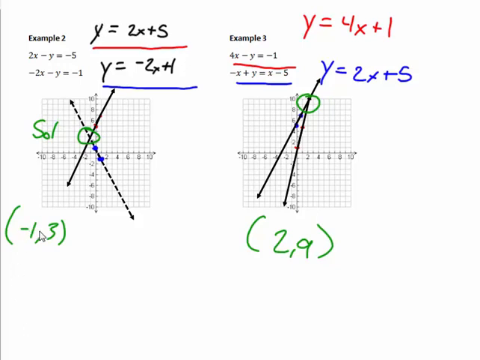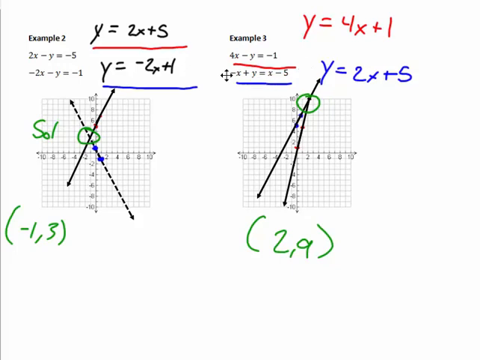So that means that this point is on both of these lines, and it does solve both equations, which means it is the solution. If you plug in any other number besides negative 1 for x, you will get two different y's. That's how you know it is not a solution. Okay?